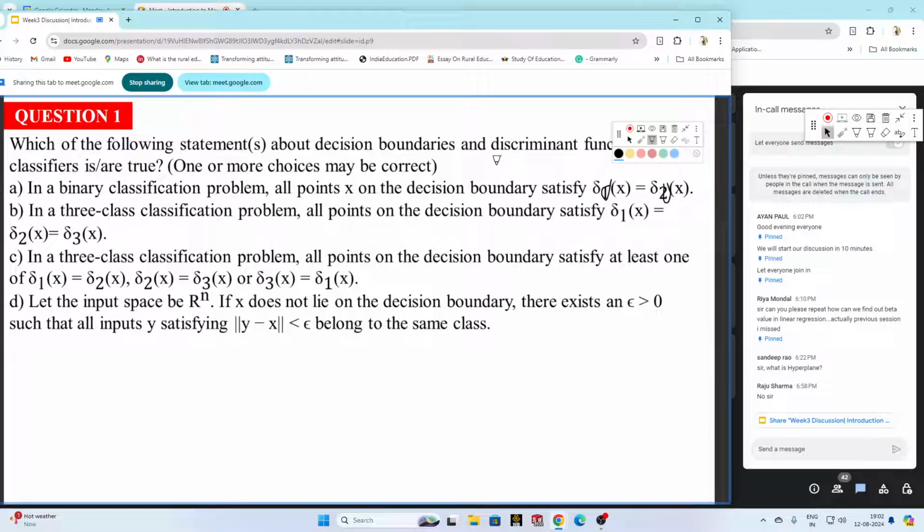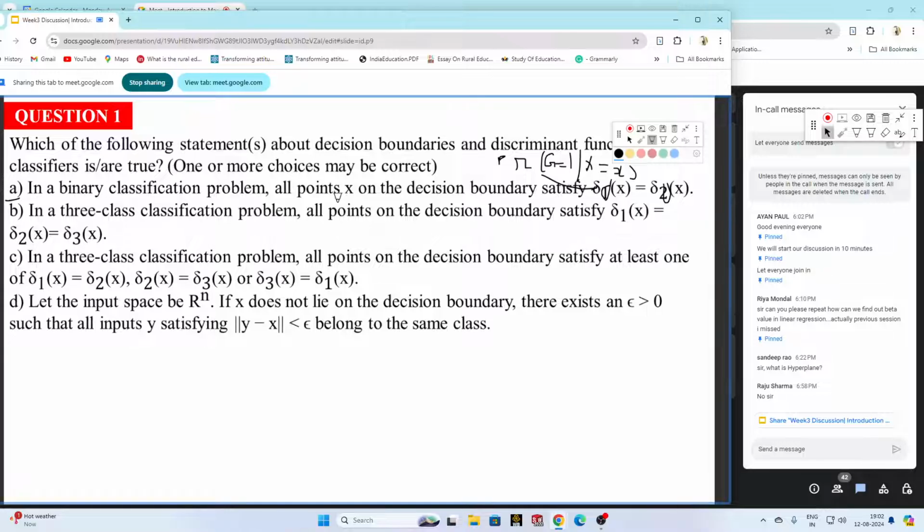That means this is nothing but that probability, Pr(G = 1 | X = x). Okay, this is the probability. Okay, this is the discriminant. Now for this you can tell Pr(G = 2 | X = x). Okay, this is the thing. So this is the first option.